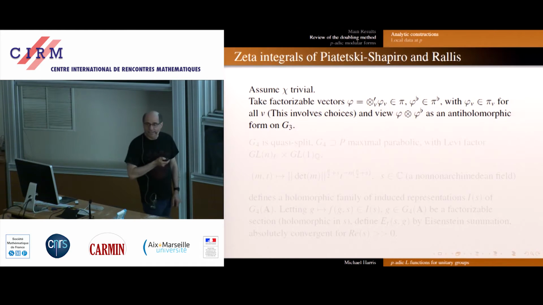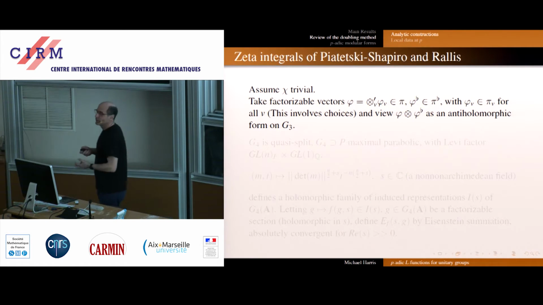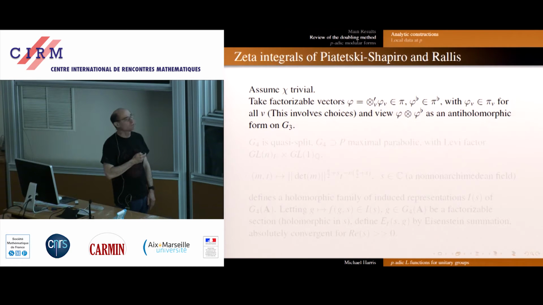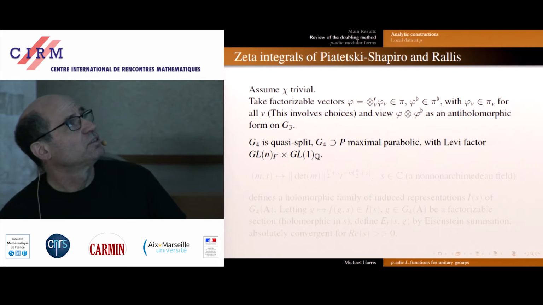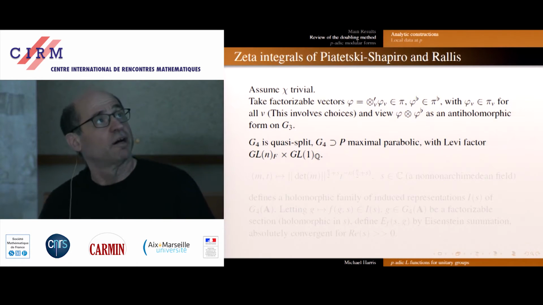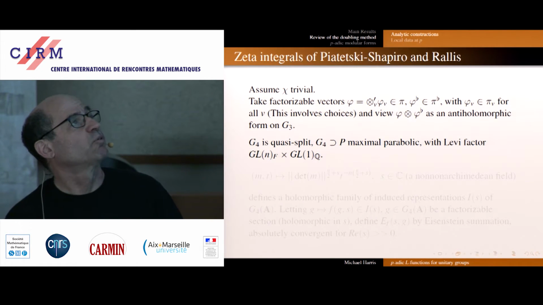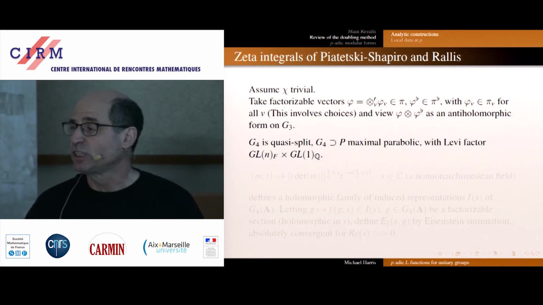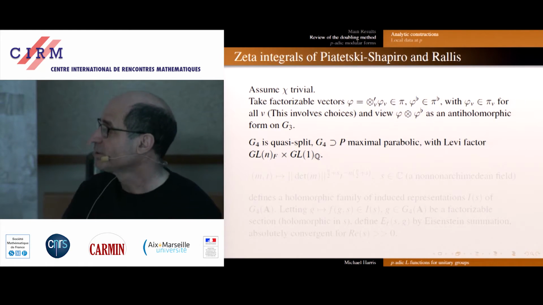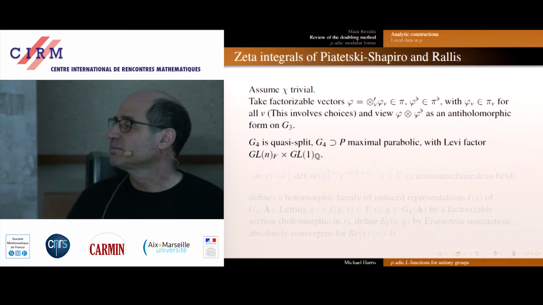And then we take the tensor product of these two and restrict it to a form on G3, which you remember is basically the product of two unitary groups. Okay? And it's an anti-holomorphic form. Now, what do we do with an anti-holomorphic form? Anti-holomorphic forms are only of arithmetic interest if they can be paired with holomorphic forms. So let's find a holomorphic form, or something maybe close enough. G4, remember, is quasi-split, so it has a maximal parabolic subgroup called P, whose Levi factor is just GL_N. There's also this GL_1 that we try to ignore.